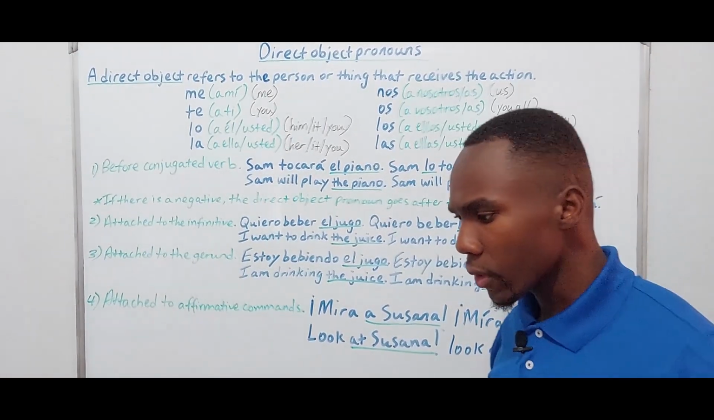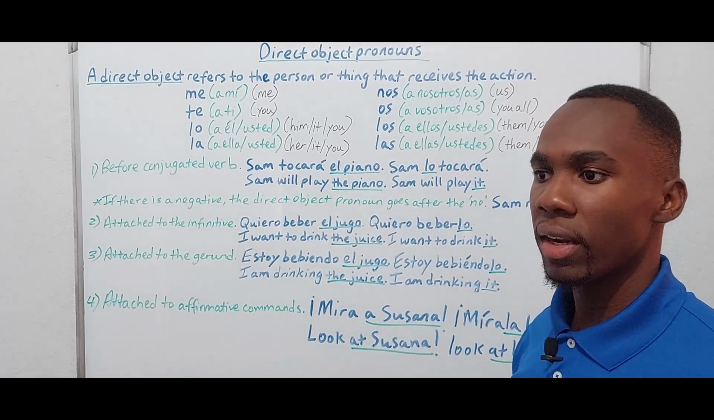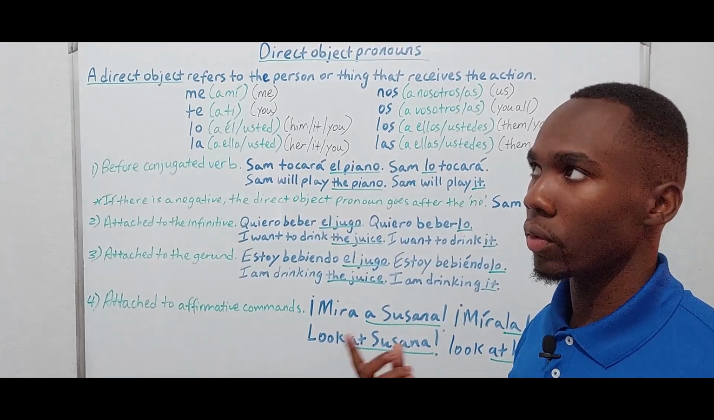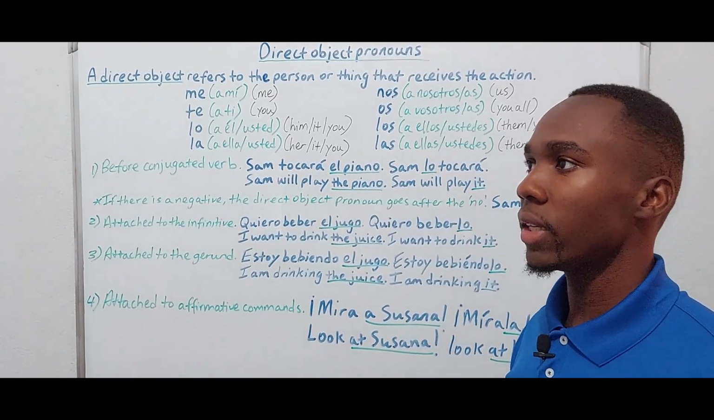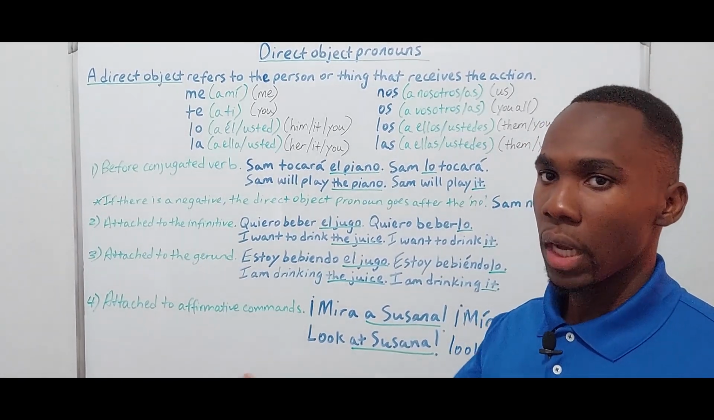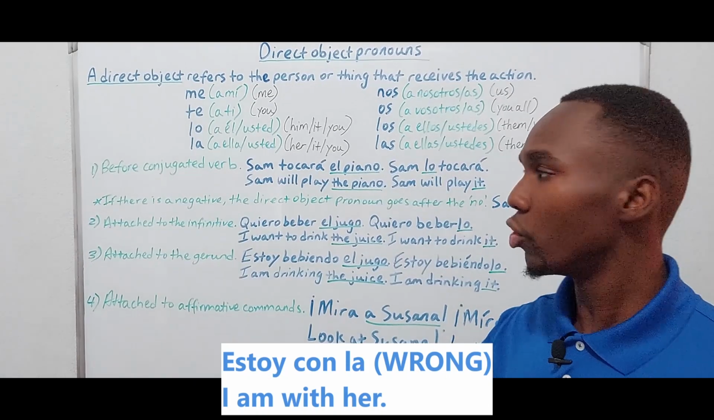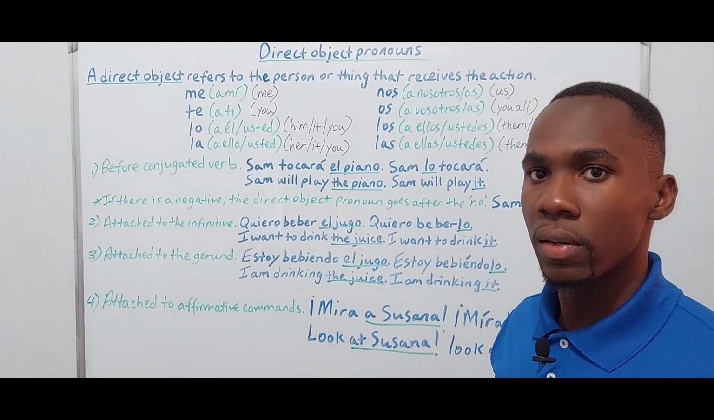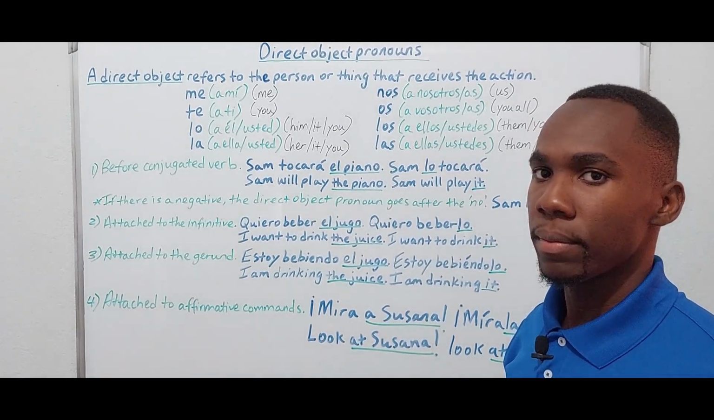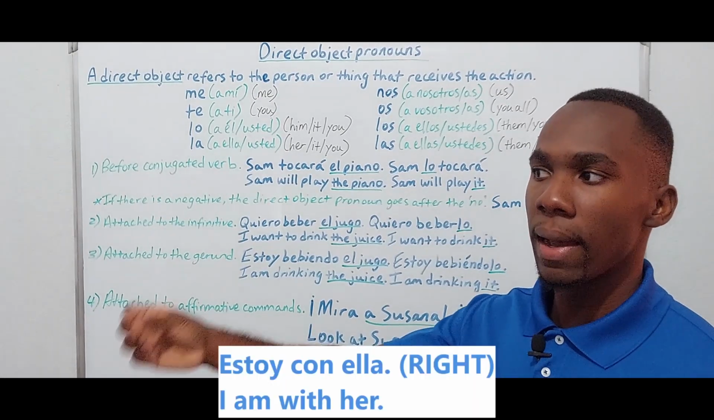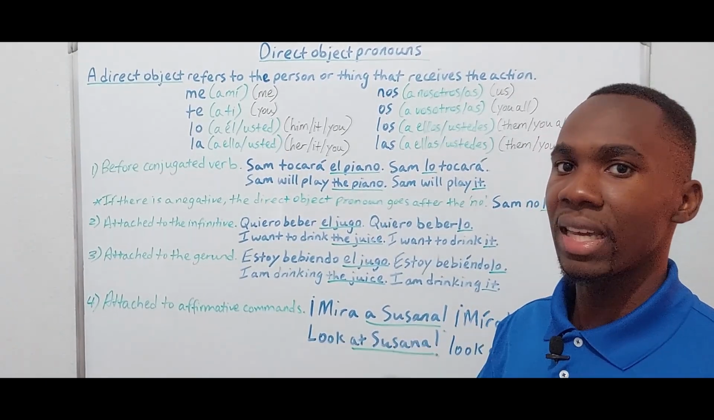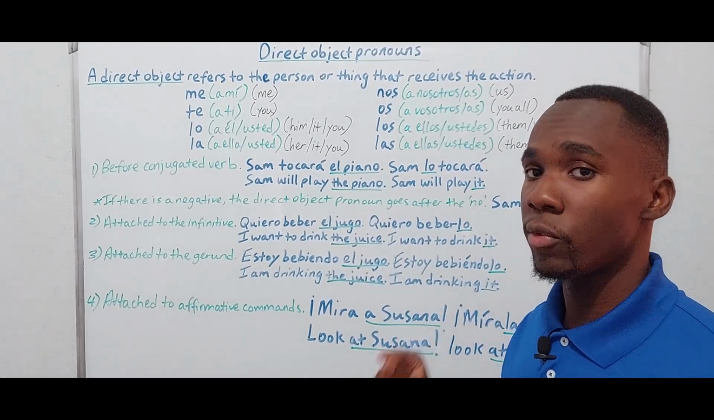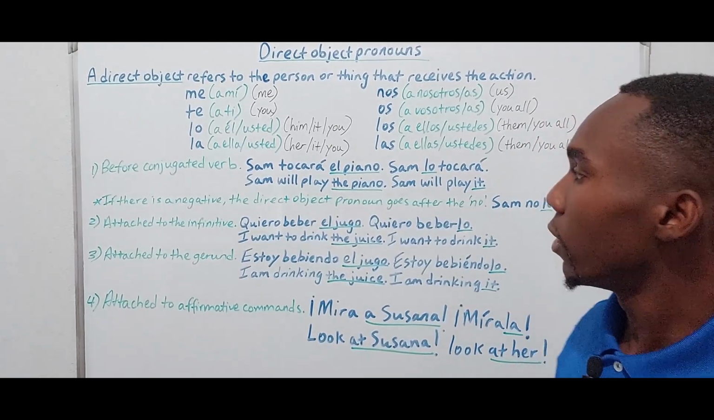Now, I must mention that you cannot use direct object pronouns with prepositions, okay? So if I wanted to say, let me put it in English first, if I wanted to say I am with her, I wouldn't say "estoy con la," because you know la would be the direct object pronoun that we would use. That would mean her. We wouldn't do that. I would have to say "estoy con ella." I am with her. I can't say "estoy con la." So remember, do not use direct object pronouns with prepositions, right? So just remember that.